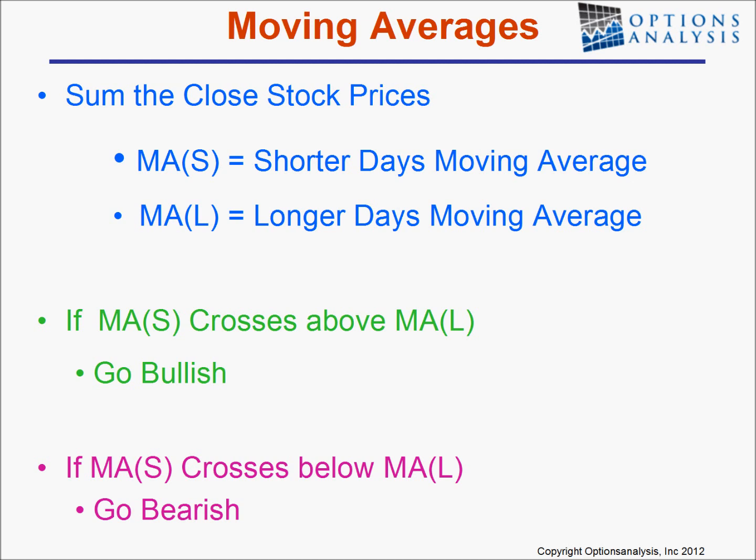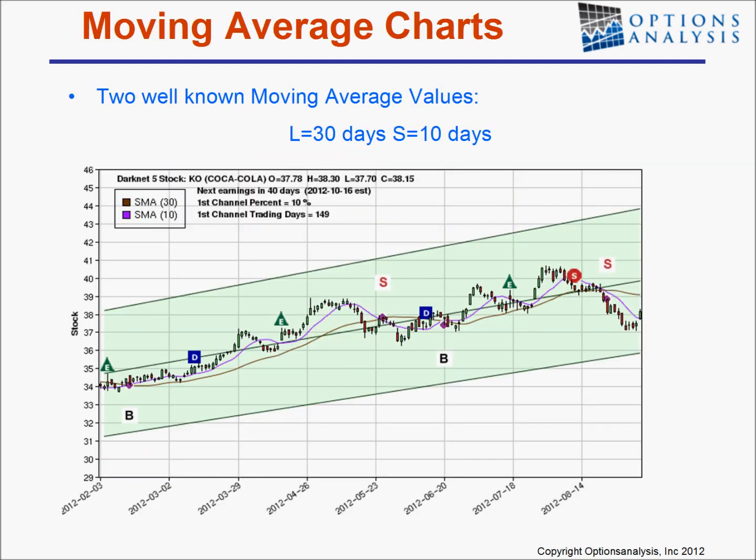A moving average is nothing more than taking the sum of the closed stock prices for a certain number of days and dividing by those number of days to get the average price. Moving average S means that we do it for S days, and moving average L means we do it for L days, where typically L is more days than S.